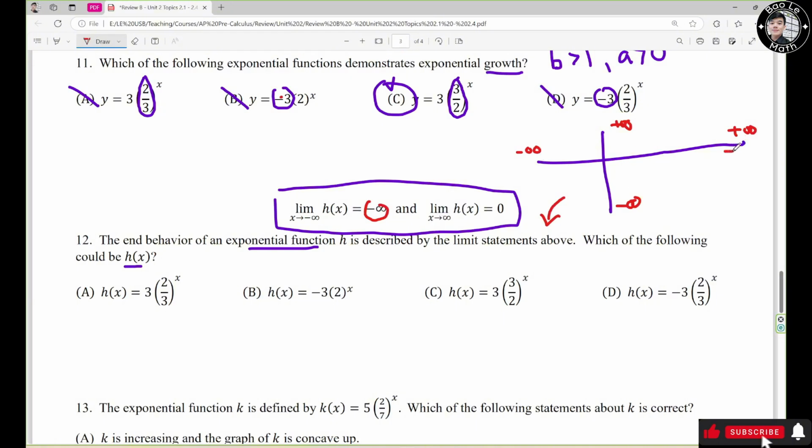Now, the limit of the function h of s when s approaches positive infinity. When s goes to the right, the function approaches 0, which means it's close to the x-axis. So it could be something like this. We see that this is an exponential decay function and there is a reflection. Because it's an exponential decay function, the value of b must be less than 1 and greater than 0, so I need to eliminate b and c. Now I look at this one, there is a reflection, so a must be negative. So I need to eliminate a, and the answer must be D.